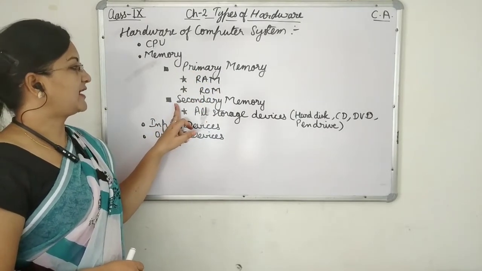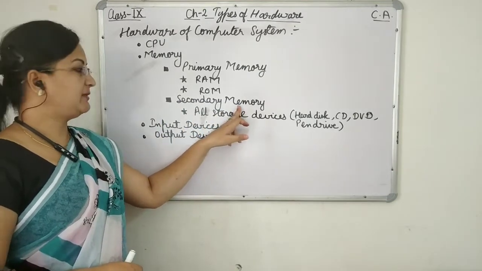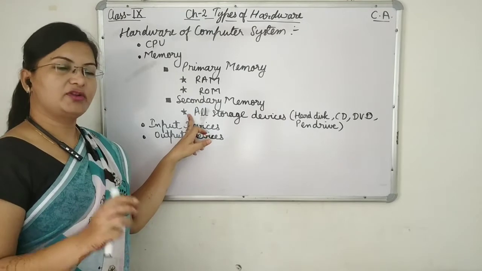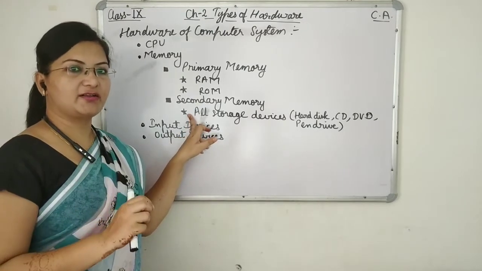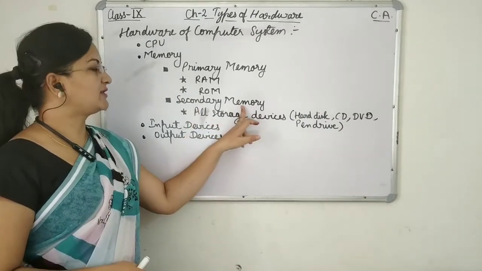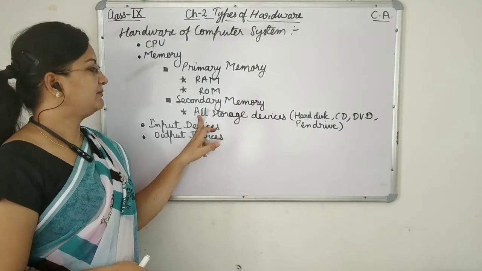Another one is secondary memory. Secondary memory means it will store data permanently. So there is the hard disk which is inside the computer, and it is known as a secondary storage device. Secondary memory is also known as auxiliary memory.